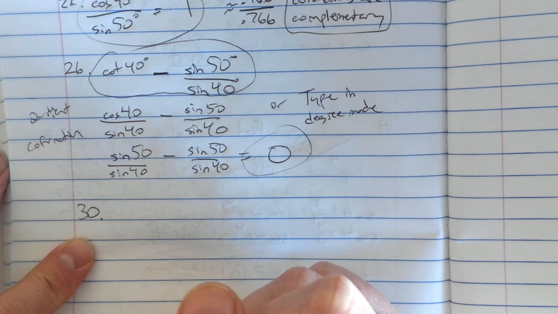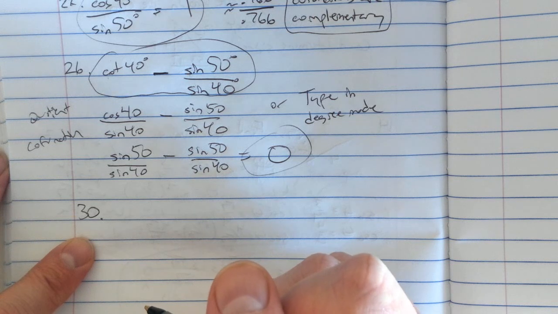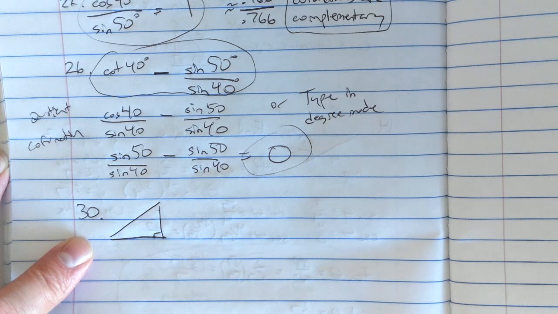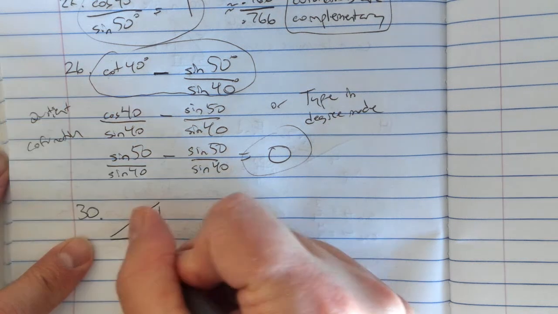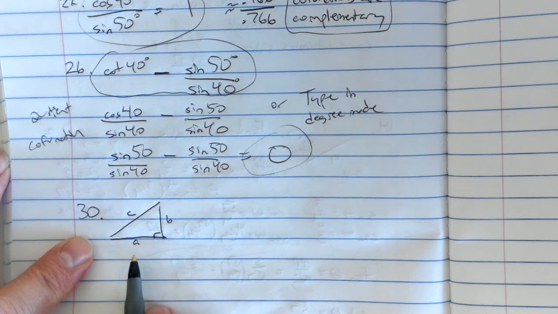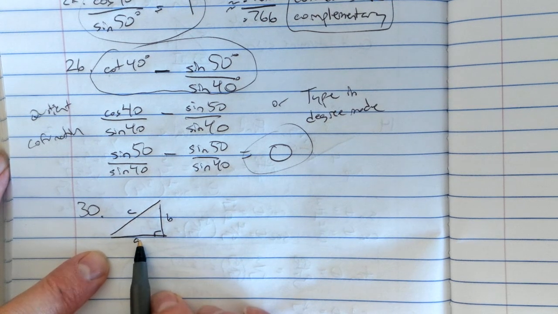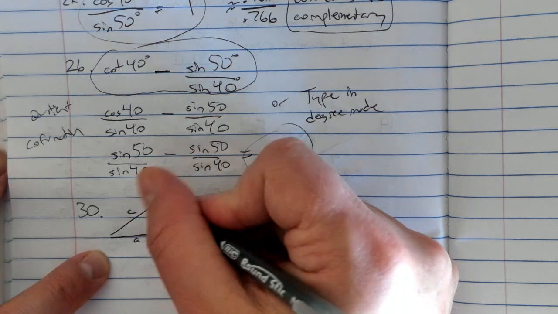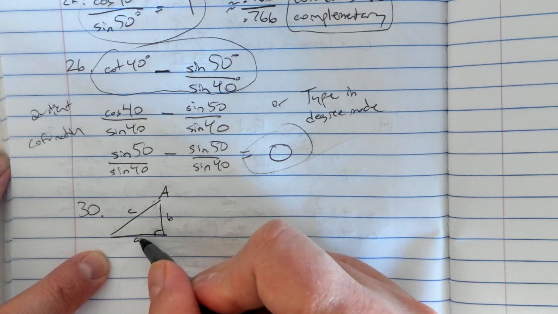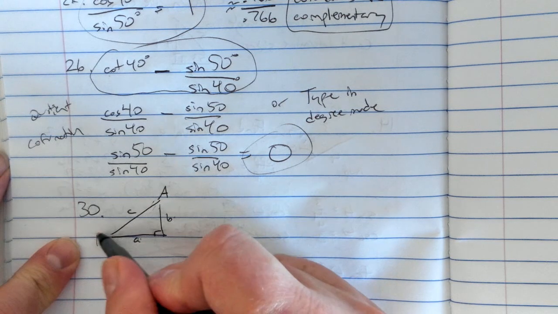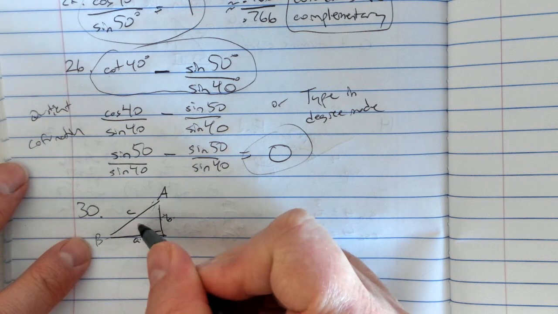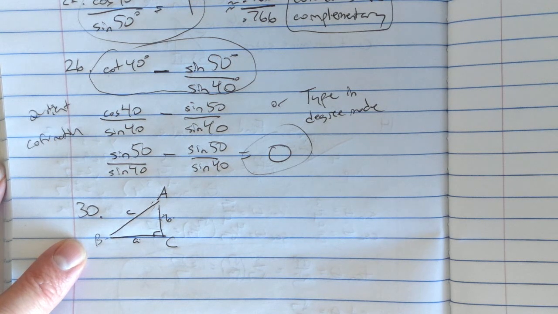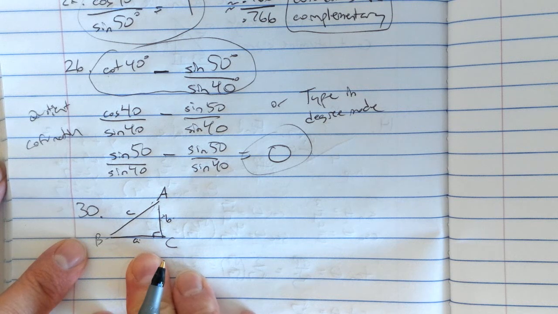The next one's number 30. Use the right triangle shown. And we have A, B, and C. Those are side lengths, and so all of those are lowercase letters. And what you need to remember is if this is side length A, then the opposite one would be capital A. So these two go together. If this is B, then this one's capital B because they're opposite each other. And if this is C, then this is capital C. So that's what you are going to use for the next several problems.